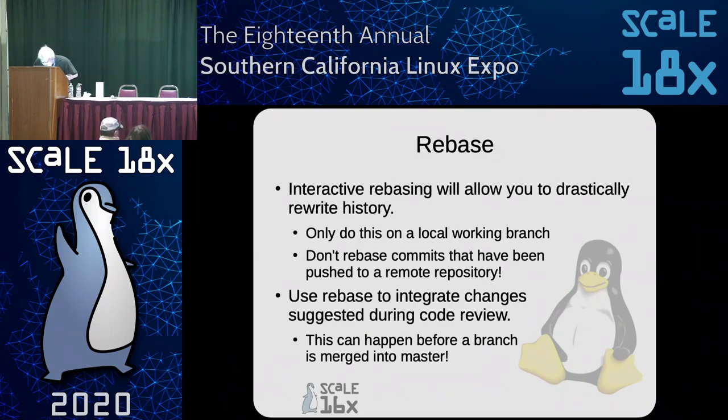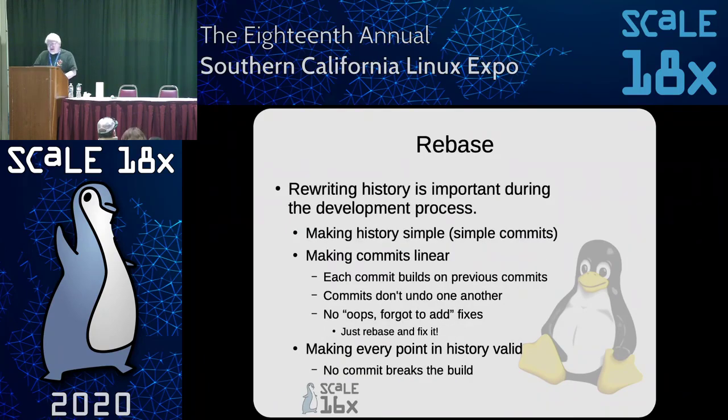Interactive rebasing is really cool. It allows you to dramatically rewrite history. Of course, again, only do this on a local working branch. Do not rebase commits that have been pushed to a remote repository. Use rebase to integrate changes. One great use of interactive rebasing is to integrate changes that were suggested during code review, and this can happen before a branch is merged to master.